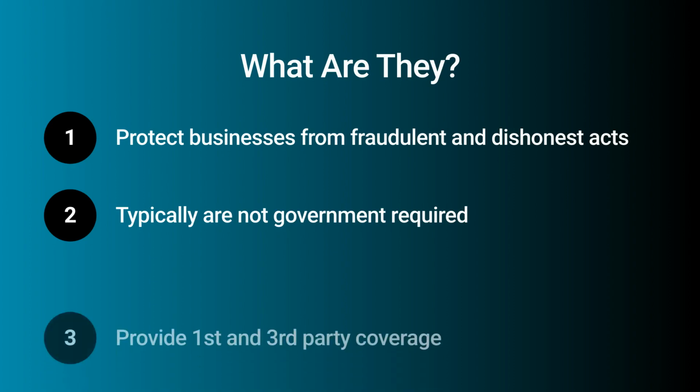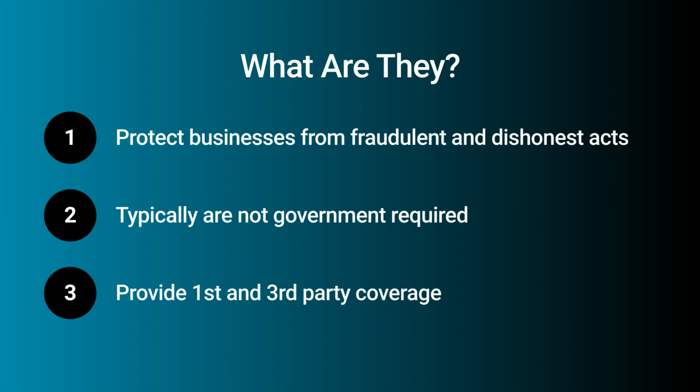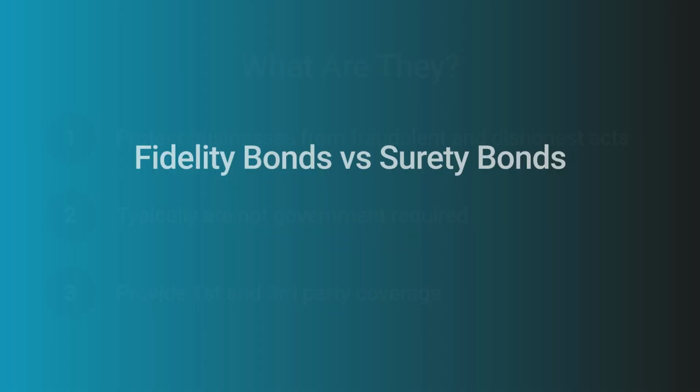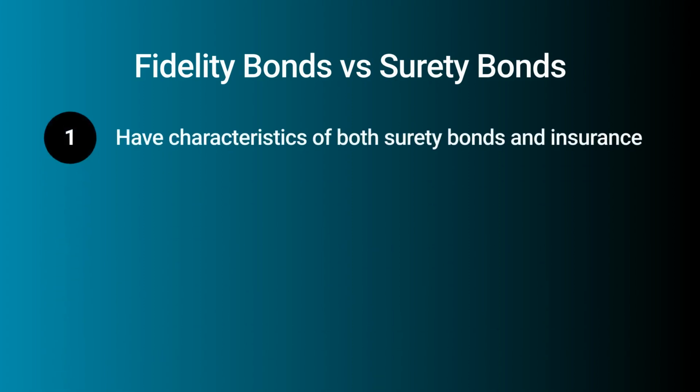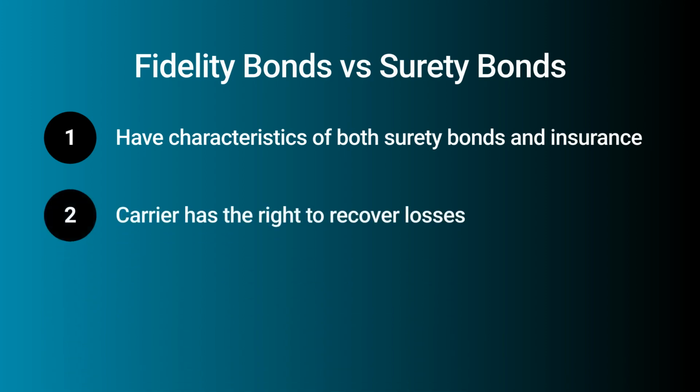Fidelity bonds can provide first-party coverage, which protects the business purchasing the bond, or third-party coverage, which protects the business's clients. While still referred to as bonds, Fidelity bonds have characteristics of both surety bonds and traditional insurance policies. As with a surety bond, a Fidelity bond carrier maintains the right to recover any losses, and the individual or individuals that committed the fraudulent or dishonest act will be required to repay the carrier for all valid claims and claims handling expenses. On the other hand, like insurance, a Fidelity bond protects the business that purchased the bond.